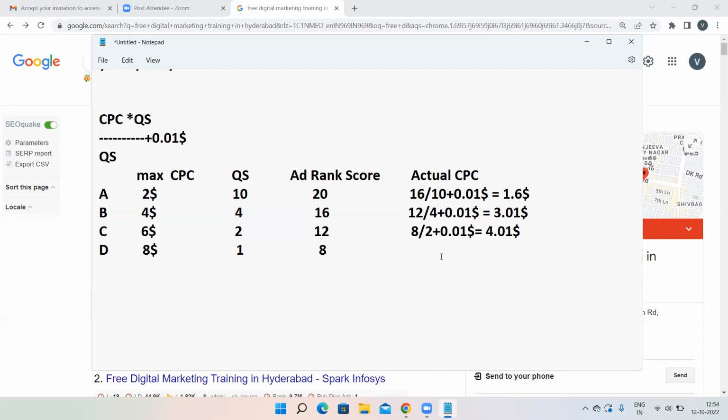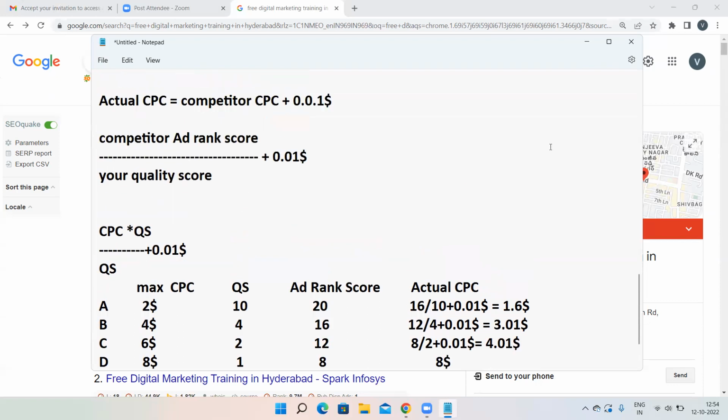When there is no competitor for you, which happens in a rare scenario, Google will ask you to pay whatever your max CPC is. That much amount only Google will take from you. That will become your actual CPC. So Grace has to pay whatever the max CPC is, in case you do not have any competitor. This is how you can calculate the actual CPC.